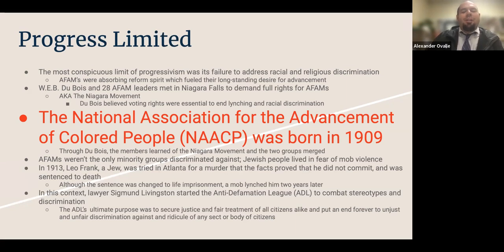African Americans weren't the only minority group discriminated against. Jewish people lived in fear of mob violence. In 1913, Leo Frank was tried in Atlanta for a murder that the facts proved he did not commit, and he was still convicted and sentenced to death. Although his sentence was changed to life imprisonment, a mob lynched him 2 years later. In this context, lawyer Sigmund Livingston started the Anti-Defamation League, ADL, to combat stereotypes and discrimination. The ADL's ultimate purpose was to secure justice and fair treatment of all citizens alike and put an end to unfair and unjust discrimination against and ridicule of any sect or body of citizens.